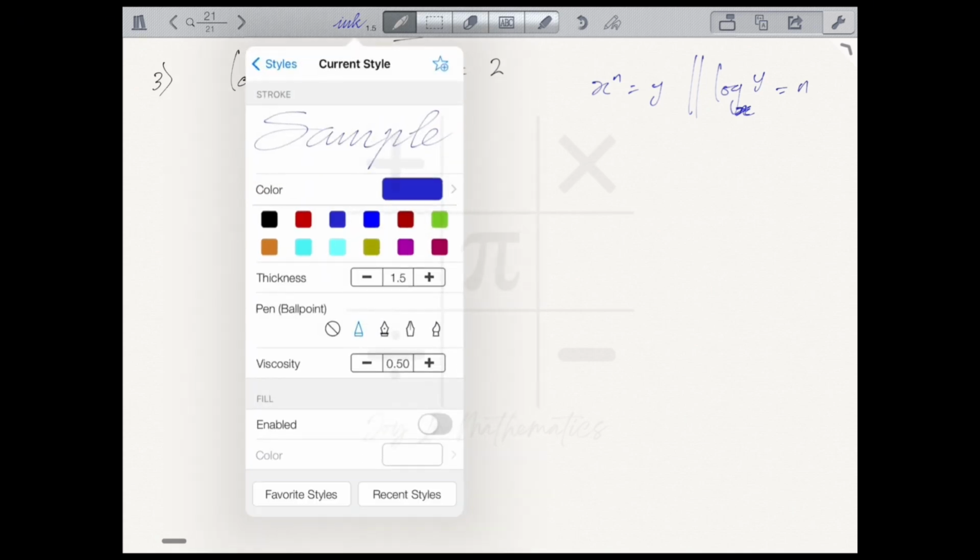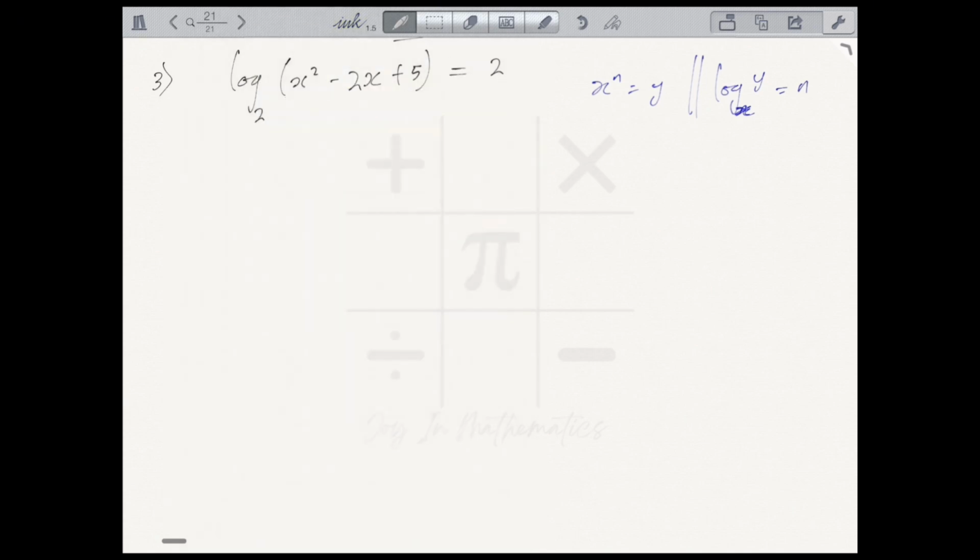Okay, so this is the number, this is the base, this is the index. So therefore we'll just convert it and we'll say x squared minus 2x plus 5 is equal to 2 raised to the power of 2. So x squared minus 2x plus 5 is equal to 4. So let's bring 4 from the right hand side to the left hand side. So we have x squared minus 2x plus 5 minus 4 equals 0. So we have x squared minus 2x plus 1 is equal to 0.